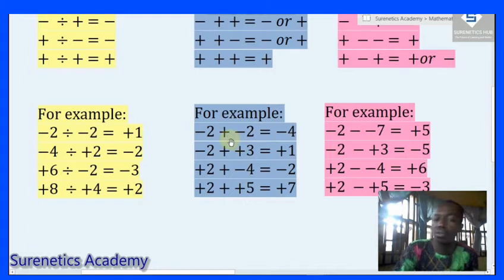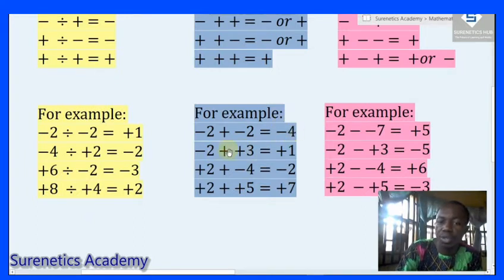I use this analogy of you are owing someone 2 naira and you have 2 naira. Owing means negative, having means positive. But for these two cases, you have minus 2 minus 2, meaning you are owing 2 naira and owing another 2 naira together, you are owing 4 naira. That's why it's negative 4.